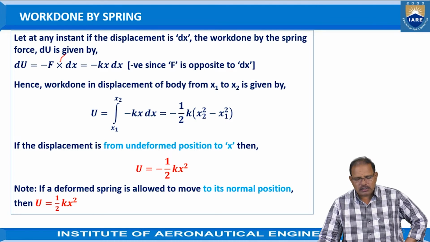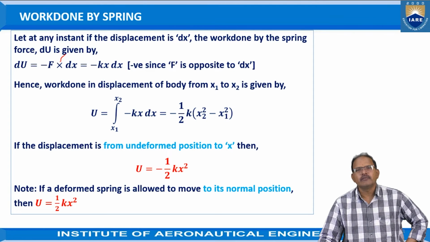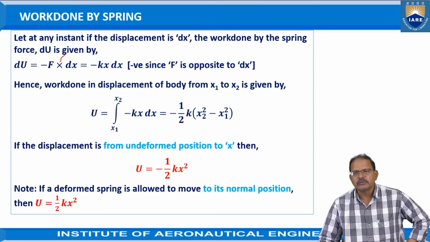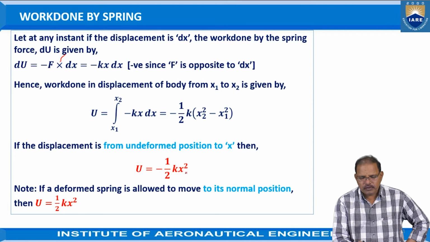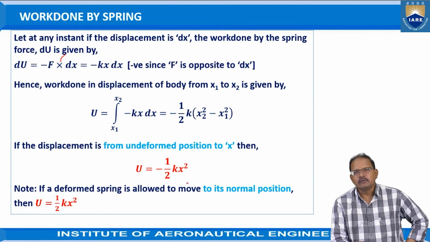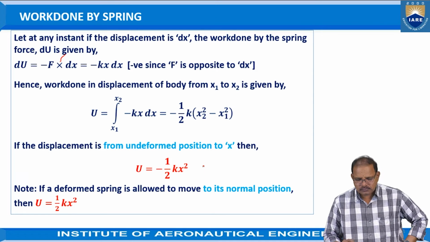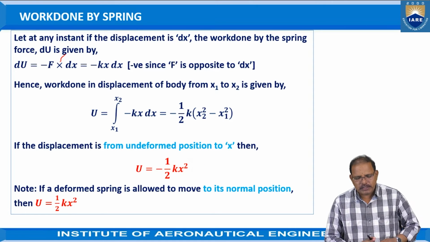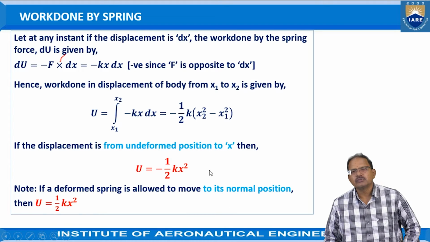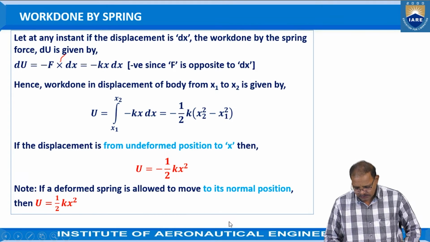Sometimes, in the undeformed condition, we take x1 is equal to 0. If x represents the deformed length, then the modified equation for the internal energy stored within the spring is given by minus 1 by 2 k x square. If the deformed spring is allowed to move to its normal position, then the energy released is 1 by 2 k x square.